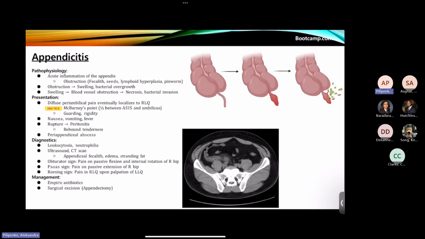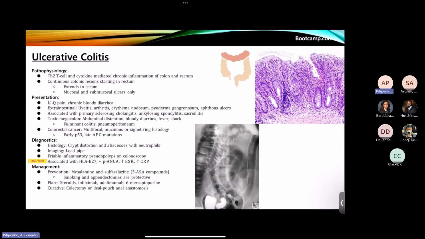Appendicitis, McBurney point, your ICM knowledge. Okay, this is what I was talking about earlier for IBD, inflammatory bowel diseases. So we have two kinds, ulcerative colitis and Crohn's disease.